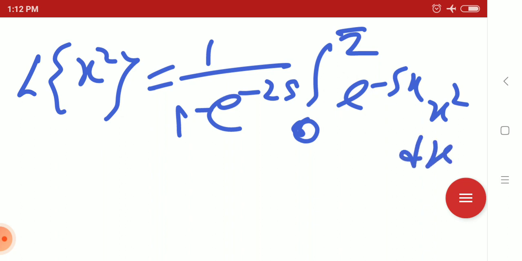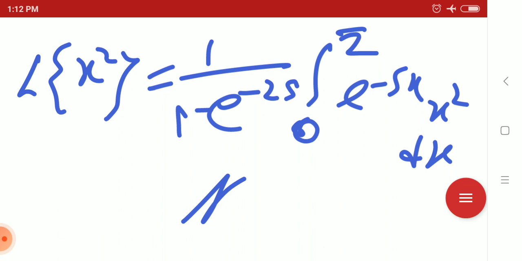After doing the integration by parts, we will get the result. This is how we can do the Laplace transformation of a periodic function. So these are some important properties of the Laplace transformation that we should know.